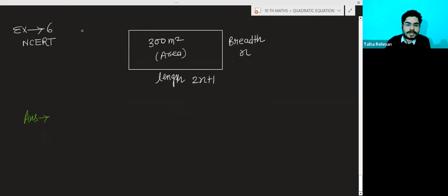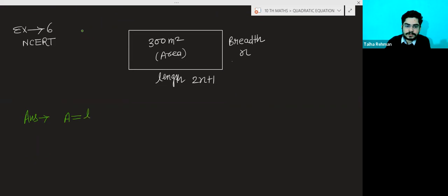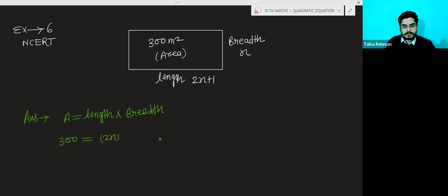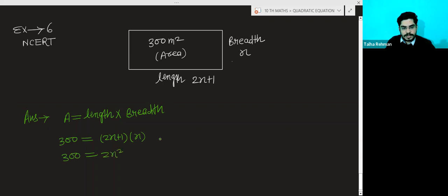We know that the area of a rectangle is length into breadth. So what is the area? 300 meter square. Length is 2x plus 1, and breadth is x. Now just multiply this, so it will become 2x square plus x. So you can write this quadratic equation as 2x square plus x minus 300 equal to 0.